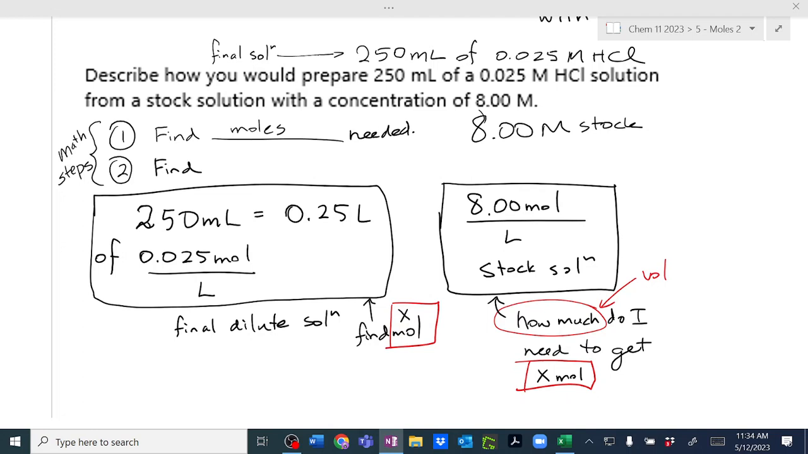I have a solution of hydrochloric acid. So I'm not trying to find grams of hydrochloric acid. I'm finding volume. Find moles of this.